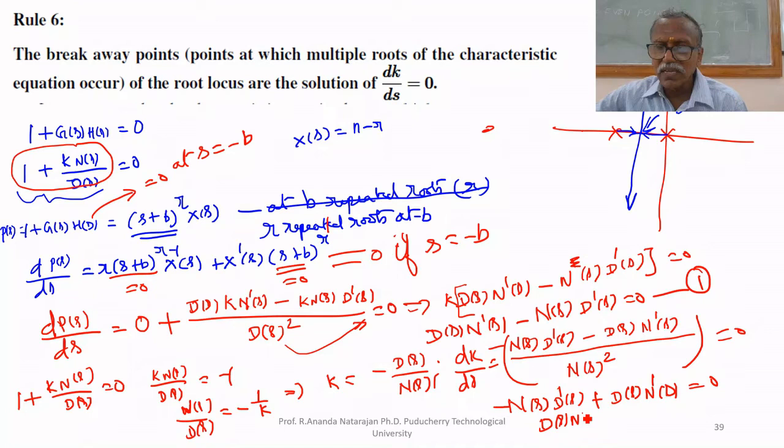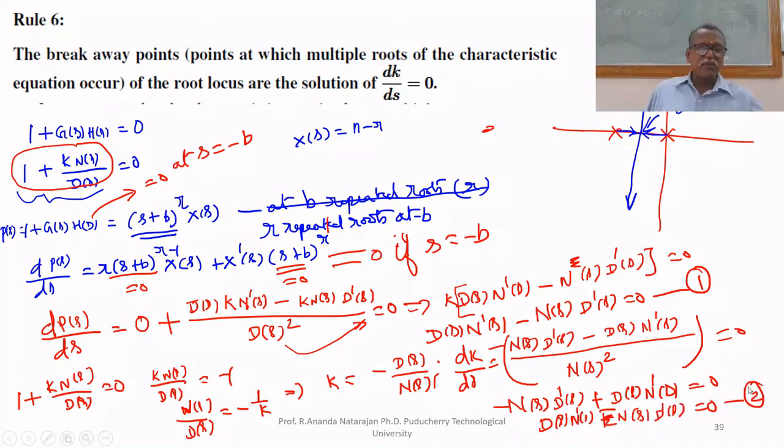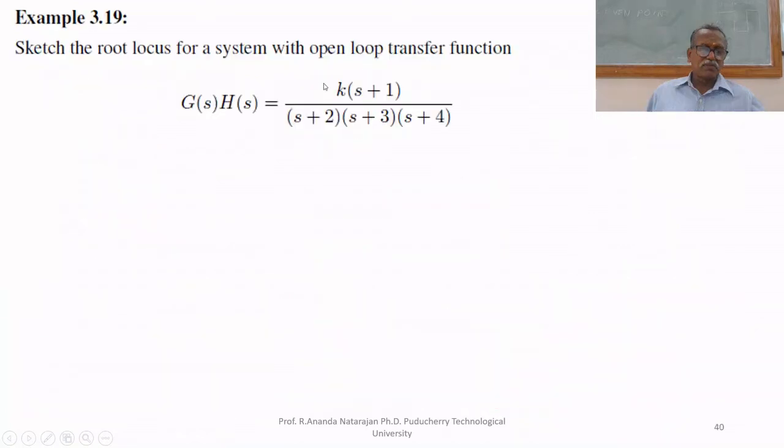We got the same. 1 and 2 are same. So even if you find dp by ds or dk by ds, both give the same result. Therefore, to find the repeated roots, we can find dk by ds and equate to 0. Therefore, dk by ds equal to 0 will give repeated roots. So now we have 6 rules. This sum is sufficient to solve with 6 rules. Another two rules we'll see later.